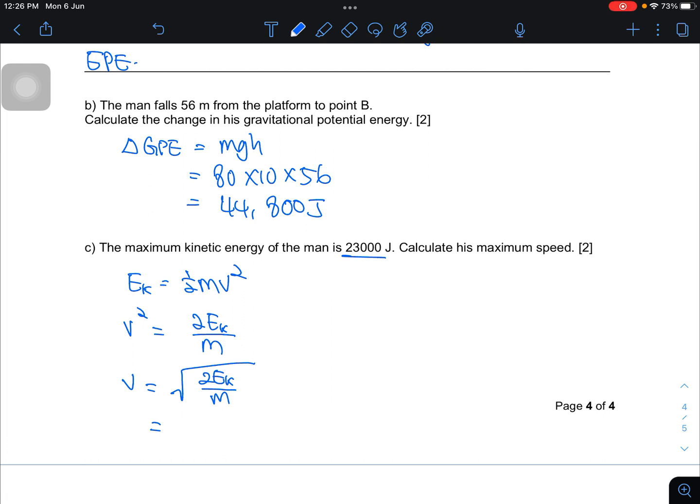Now I can punch in my calculator values. 2 times 23,000 divided by 80, and then I square root the entire thing. That is the square root of 575. The answer is 23.979 meters per second. Rounded to 3 significant figures, it will be 24.0 meters per second.